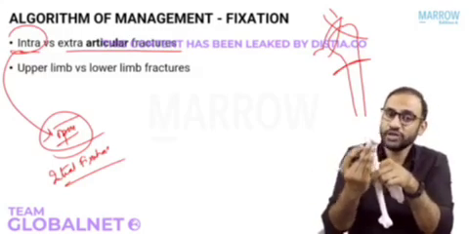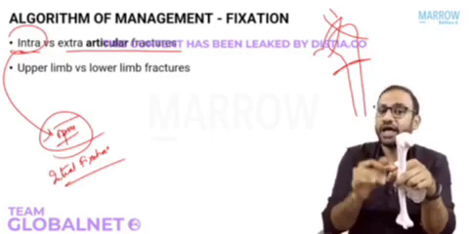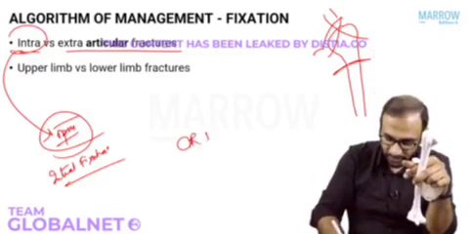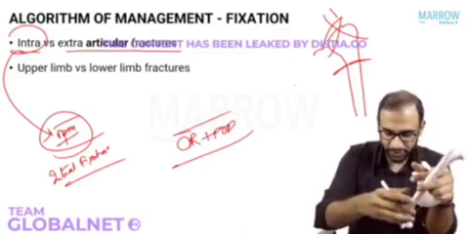In extra-articular fractures, what can you go for? You can go for closed reduction and then you can stabilize that fracture with a POP. You can go for closed reduction plus POP. Right? Now let me show you.